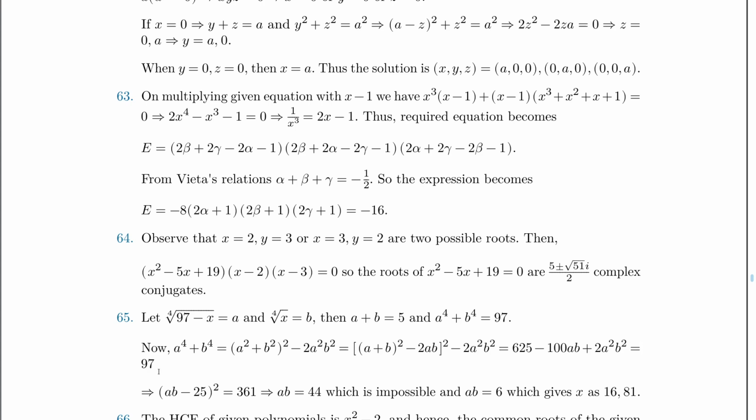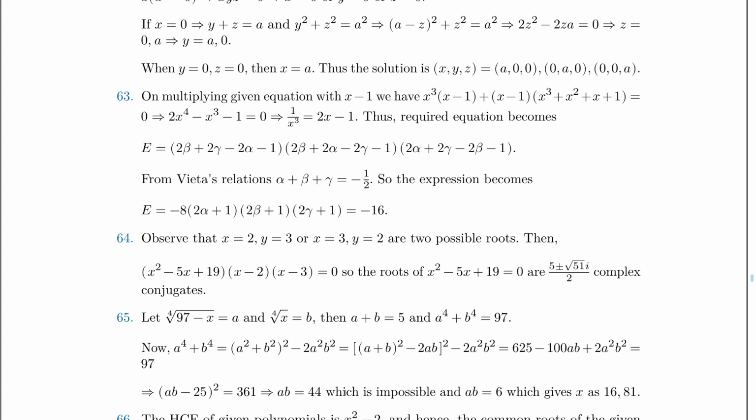So then we evaluate and we get (ab minus 25) whole square is equal to 361. 361 is the square of 19, so it could be plus 19 or minus 19. If it is plus 19, then ab is 44, which is not possible. And if we put minus 19, then it becomes equal to 6.